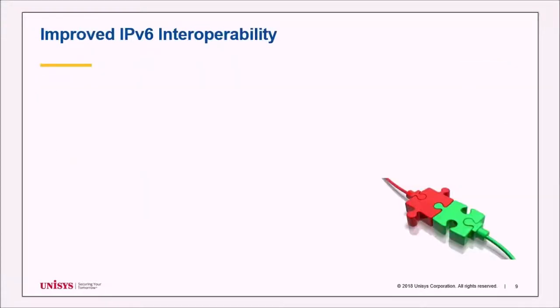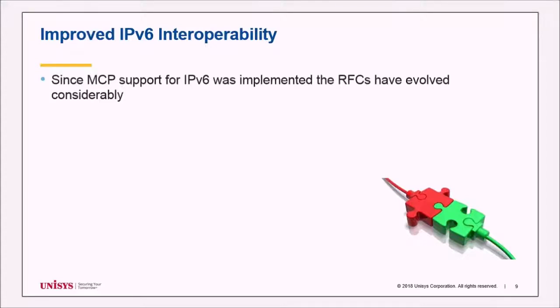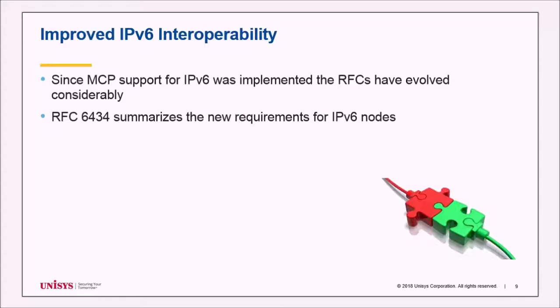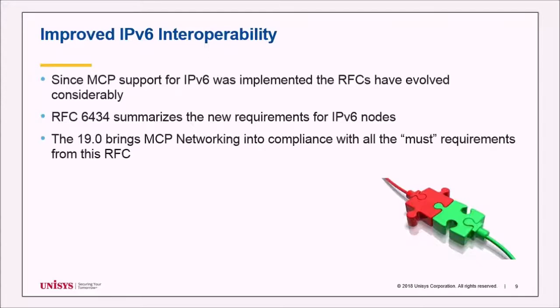Moving on to TCP IPv6, IPv6 interoperability. Since the MCP support for IPv6 was implemented, the RFCs have evolved quite a bit. RFC 6434 summarizes the new requirements for IPv6 nodes. In MCP 19, we brought the MCP networking implementation of IPv6 in compliance with all of the must requirements for this RFC. There are also some optional requirements.